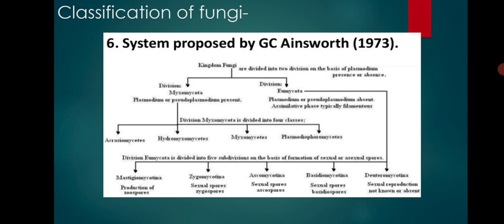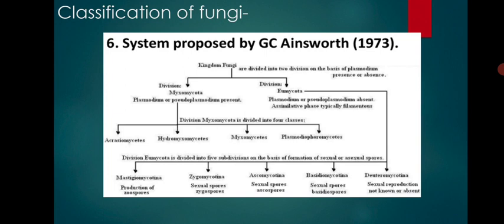Subdivision Ascomycotina includes six classes. The first is Hemiascomycetes, in which ascogenous hyphae and ascocarp are absent. Loculoascomycetes, in which ascogenous hyphae and ascocarp are present. Plectomycetes, ascocarp absent. Laboulbeniomycetes, ascocarp of a perithecium type. Pyrenomycetes, ascocarp typically perithecium. Discomycetes, ascocarp apothecium.